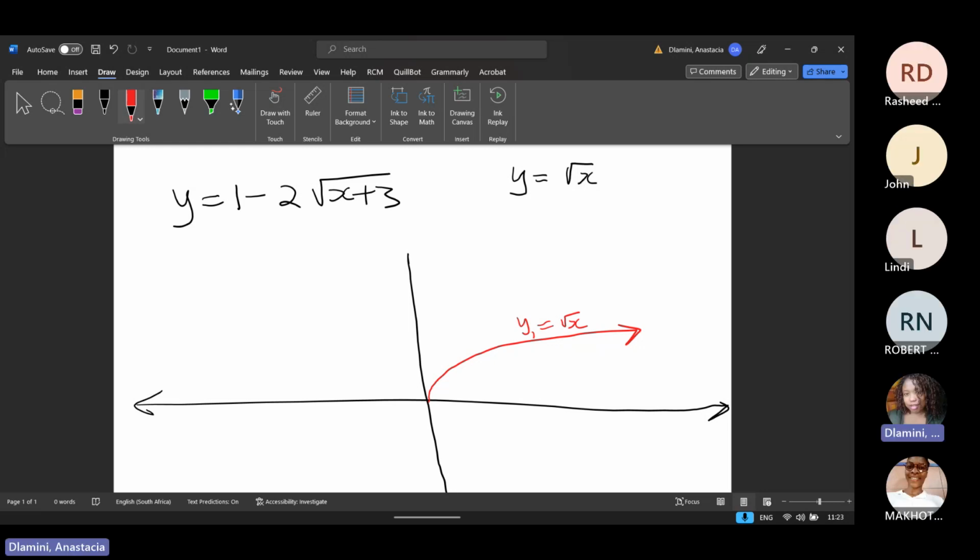For me to get a vertical stretch of 2 units, what will be the next graph? From this mother function, what will be the next graph? It will be y equals what?